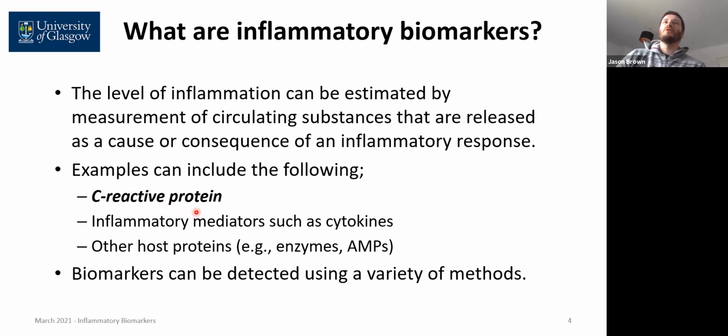Examples of these proteins that can be produced during this process are C-reactive protein, inflammatory mediators such as cytokines and chemokines. So these cytokines and chemokines are signaling molecules that instruct immune cells what to do. And then there are other host proteins as well, depending on where you're talking about within the human body. These proteins can also be produced by different types of immune cells and also other host cells. Good examples of these will be enzymes or antimicrobial peptides, which function in trying to prevent microbes from attaching to the host and thereby invading the host and causing infection. And these biomarkers can be detected using a variety of methods, and we'll talk about those in today's session.